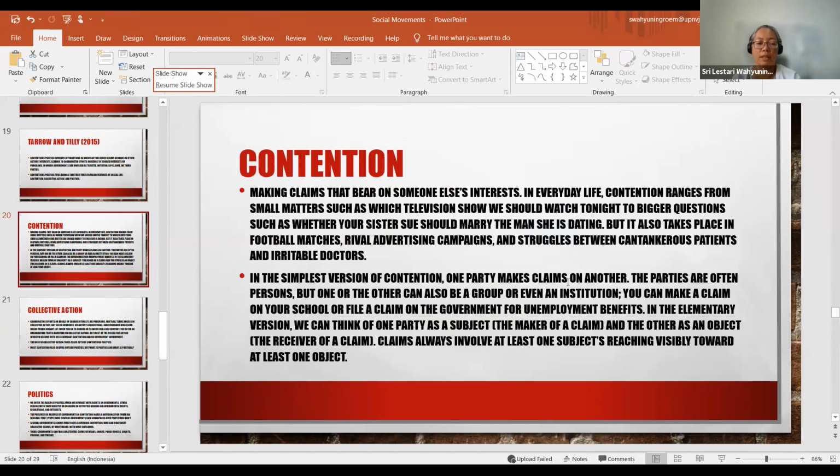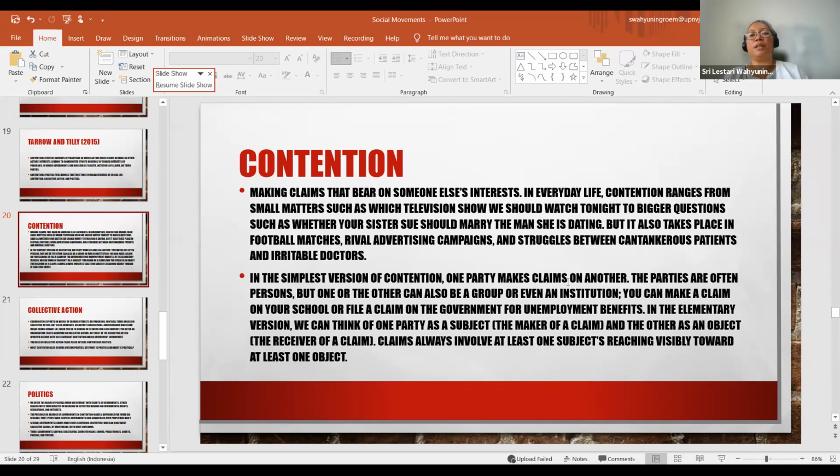Contention. The first one is contention. Contention here refers to making claims that bear on someone else's interests, right? So some people, some groups have resentment on some issues, and then you make claims on those issues, bearing on someone else's, the other people's interest.